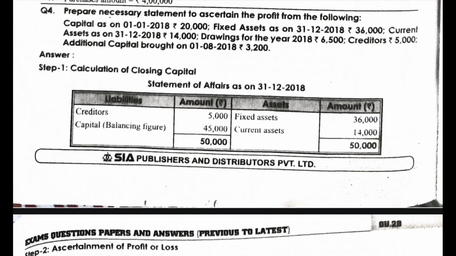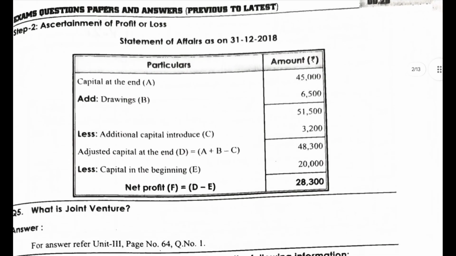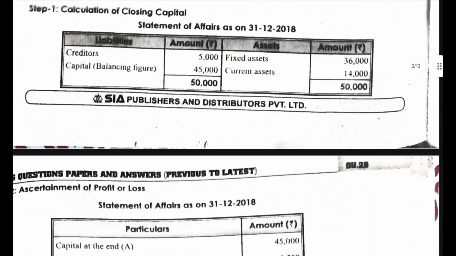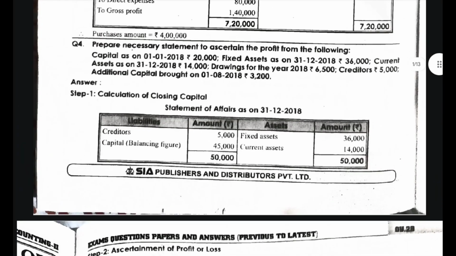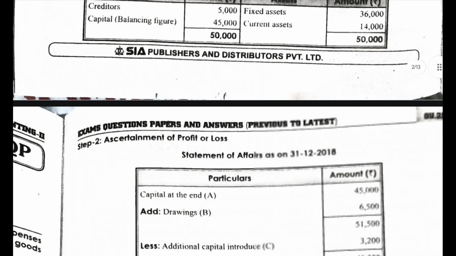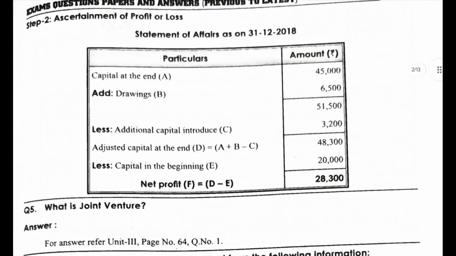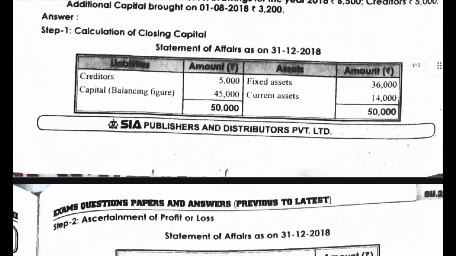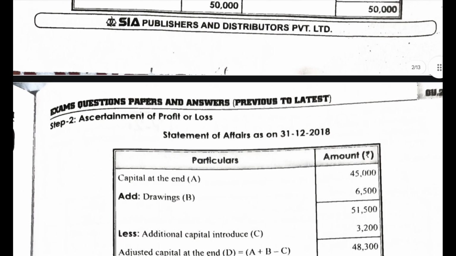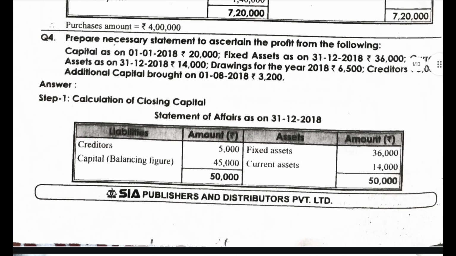So what we have missing here? See here, this is actually the way where we will find the net profit. Only profit is asked in the question, no? Ascertain the profit. So actually this is the pro forma to find the profit. We need capital at the end, drawings, additional capital introduced, adjusted capital we will get, and capital at the beginning. But when we see the question, based on the information, we are missing the capital at the end. Capital at the beginning is given to us, whereas capital at the end is not there.